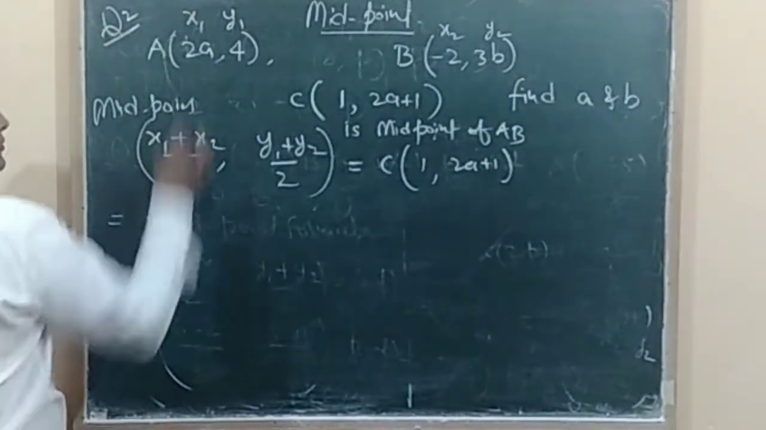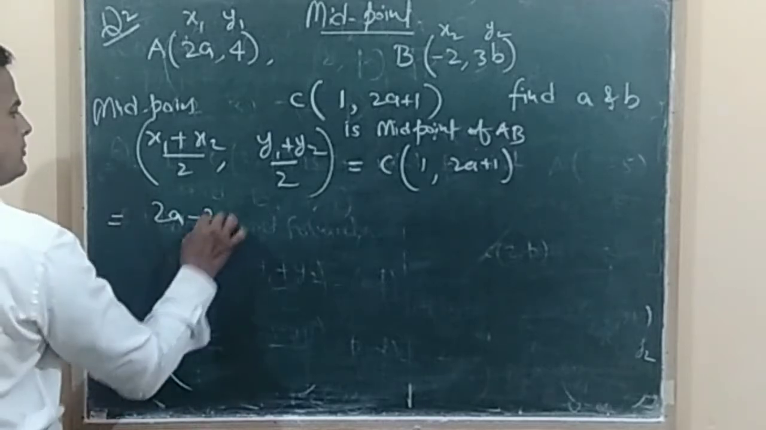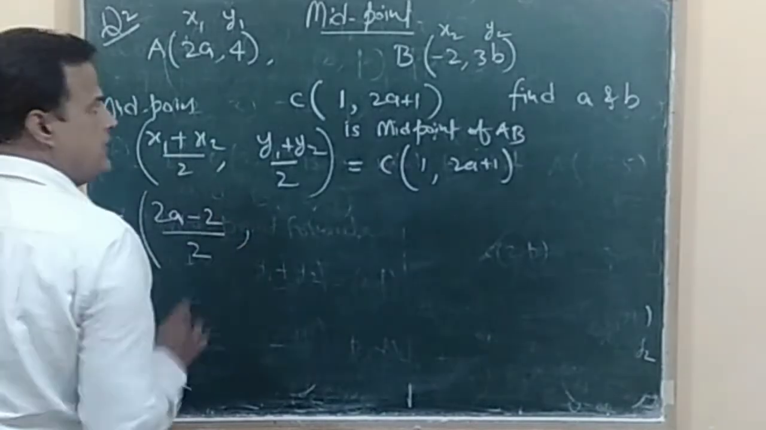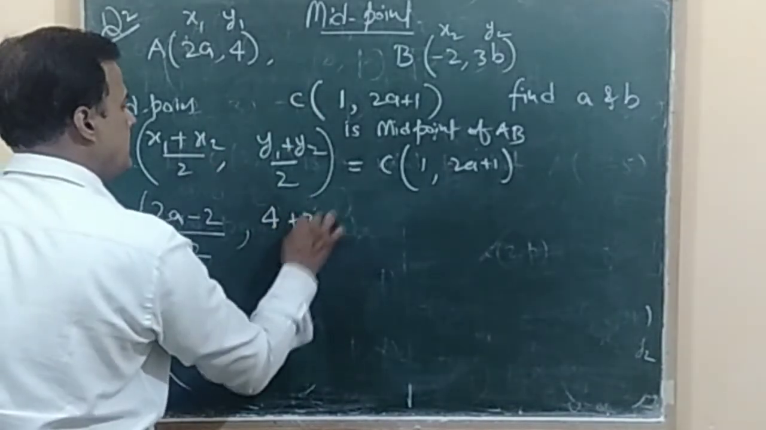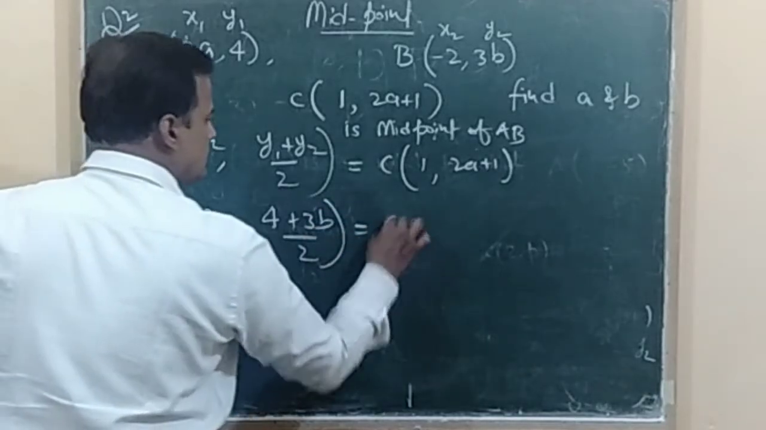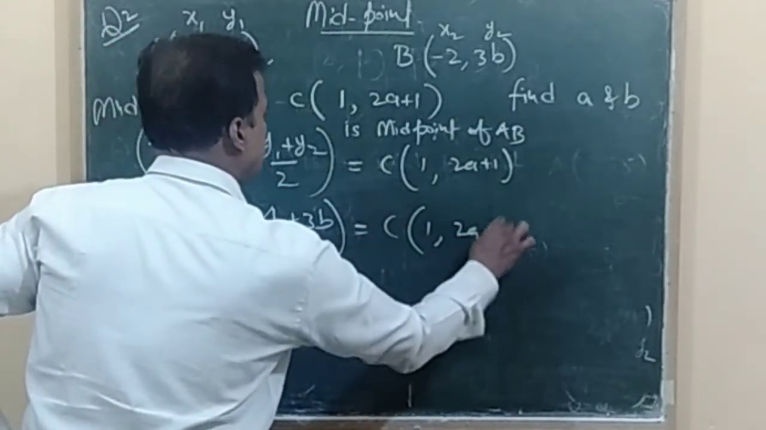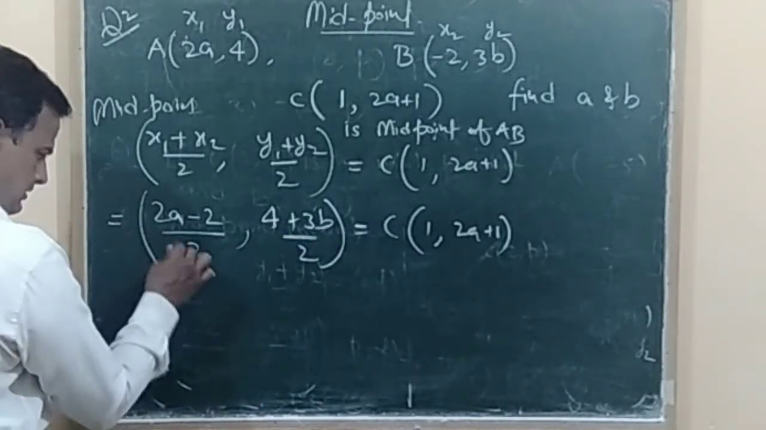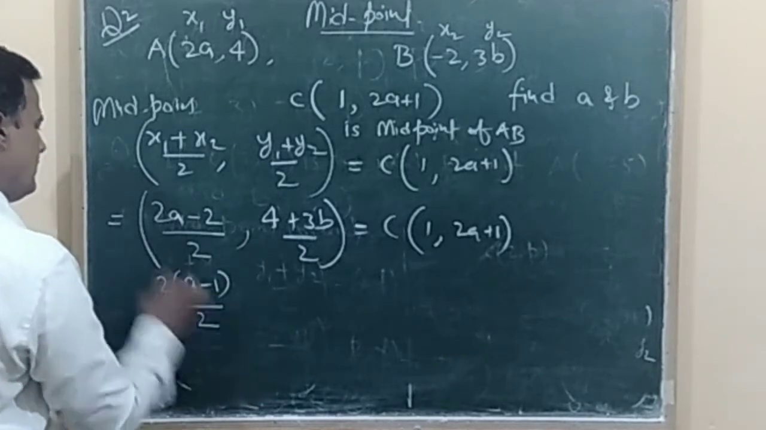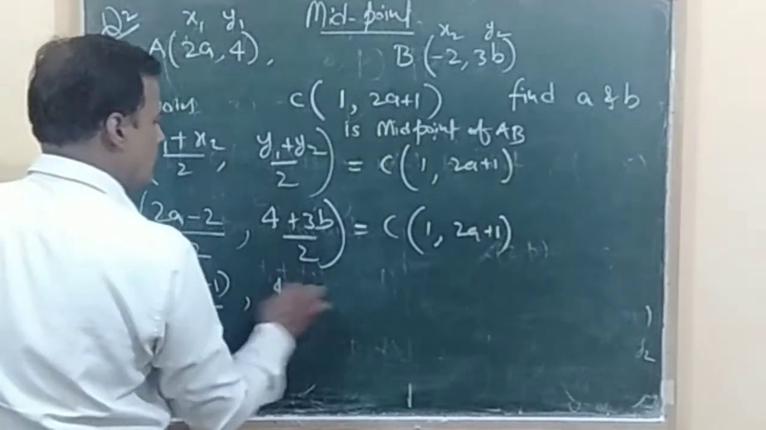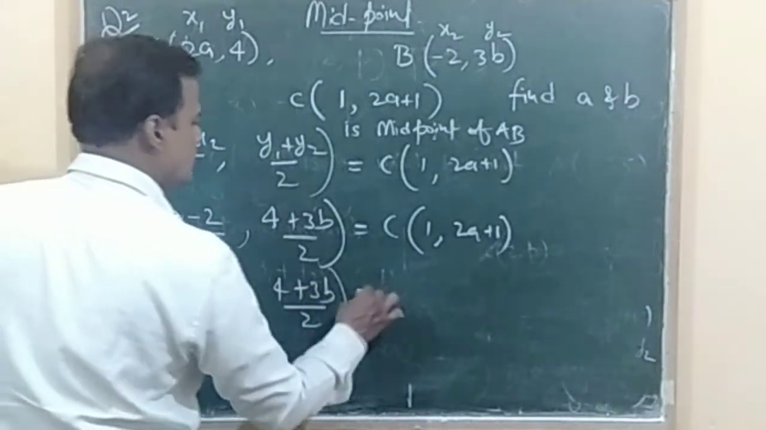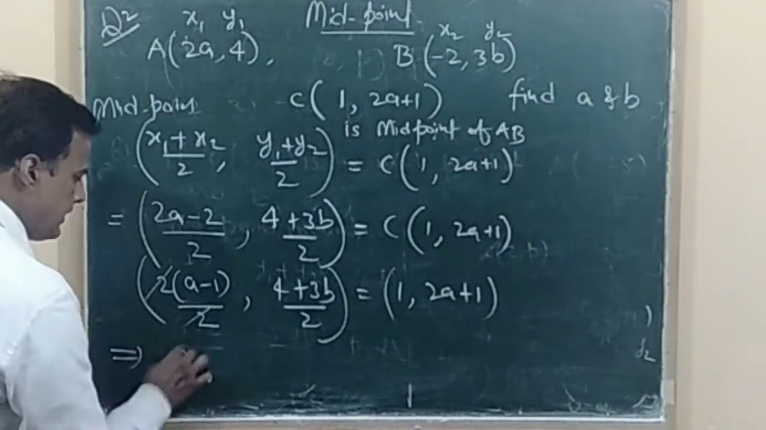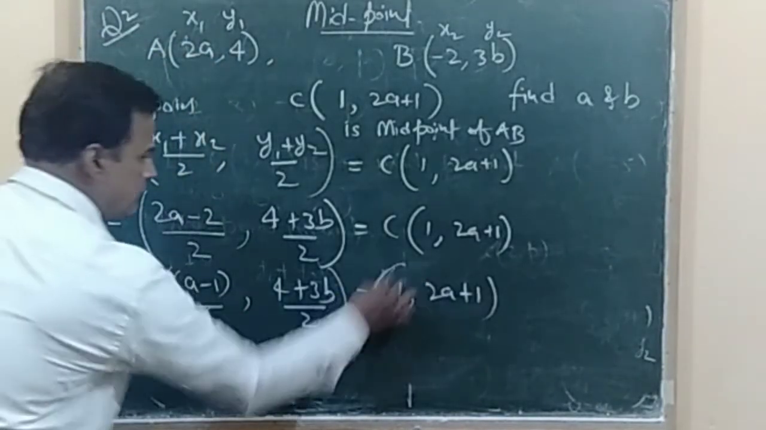So we are putting 2a in place of x1 and -2 upon 2. This is our first abscissa, the abscissa of midpoint, and second one is (4 plus 3b) upon 2, which is equal to C, the midpoint (1, 2a plus 1). Comparing both sides we get, first cancel this, taking 2 common, (a minus 1) and 2 cancel, (4 plus 3b) upon 2 equals to (1, 2a plus 1). Now comparing both sides, a minus 1 will be equal to 1.